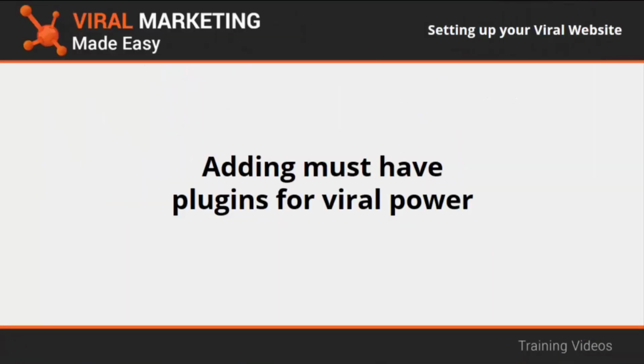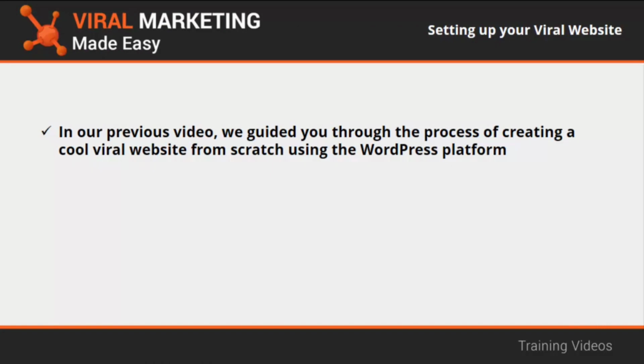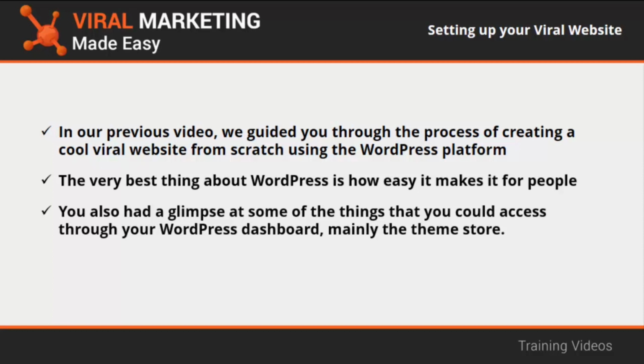Adding must-have plugins for Viral Power. In our previous video, we guided you through the process of creating a cool viral website from scratch using the WordPress platform, which, as you could see, allows you to create fully functional and responsive websites with a few clicks on your mouse. The very best thing about WordPress is how easy it makes it for people from all walks of life to create a website in a matter of minutes. You also had a glimpse at some of the things that you can access through your WordPress dashboard, mainly the theme store.